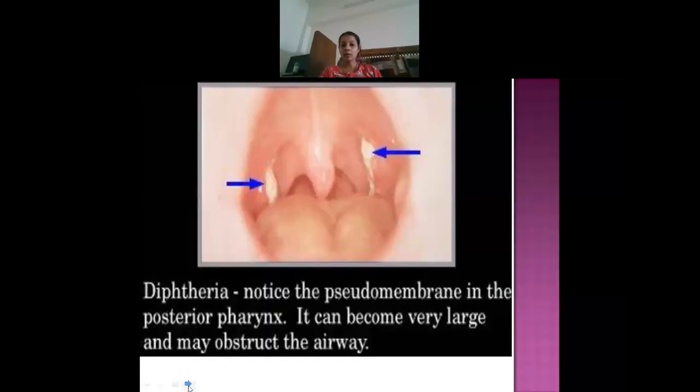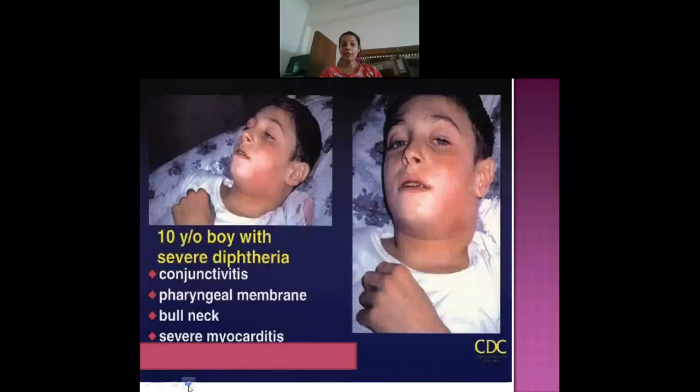So this is the picture where you can see the diphtheria formation, there is a pseudomembrane formation, and this pseudomembrane may obstruct the airway. Next, you can see that this is a 10-year-old boy with severe diphtheria. They can sometimes also have pink eye, that is referred to as conjunctivitis. Along with that, you can see that the child is having a bull neck appearance because of enlarged lymph nodes, and they can also have severe myocarditis.